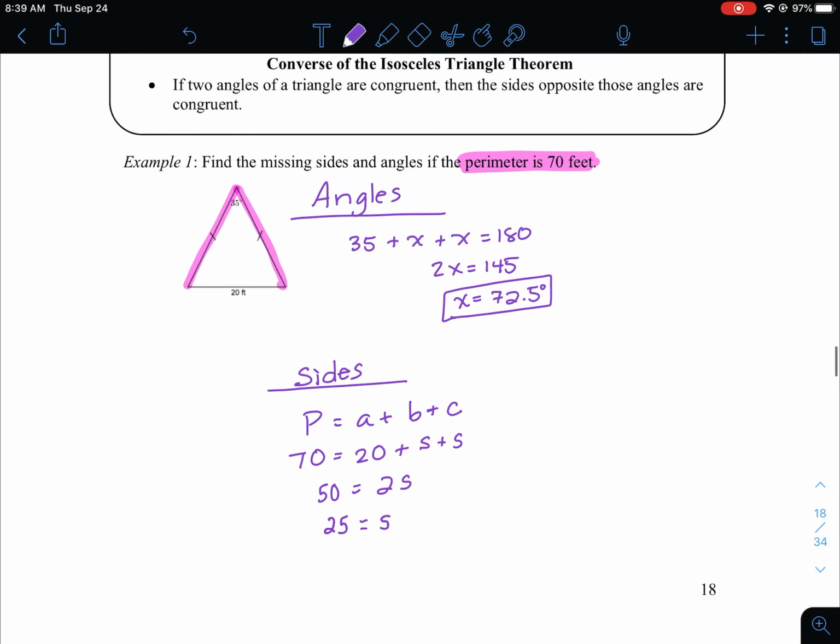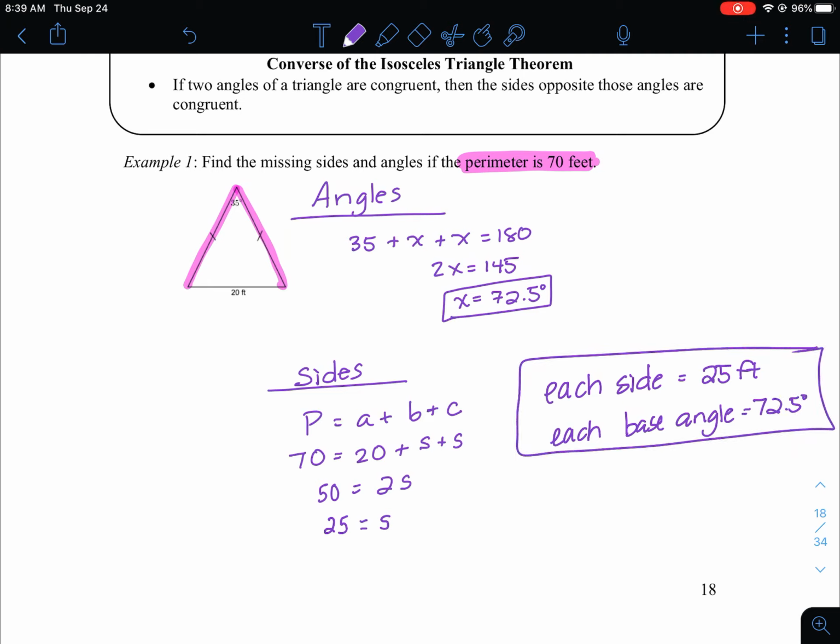So each side is 25 feet, and each base angle is 72.5 degrees. All right, first example finished.